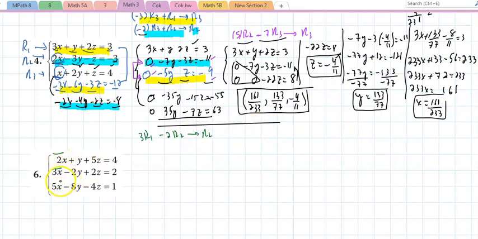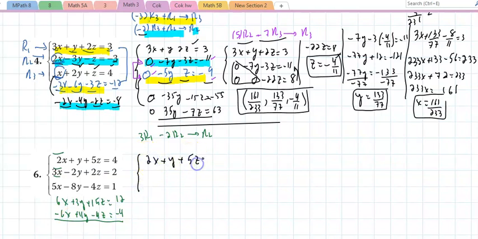Multiplying row 1 by 3, that makes this 6x plus 3y plus 15z equal a 12. Multiply row 2 by a negative 2, negative 6x plus 4y minus 4z equal a negative 4. If I add those, so in my next step, I'm not going to touch row 1.